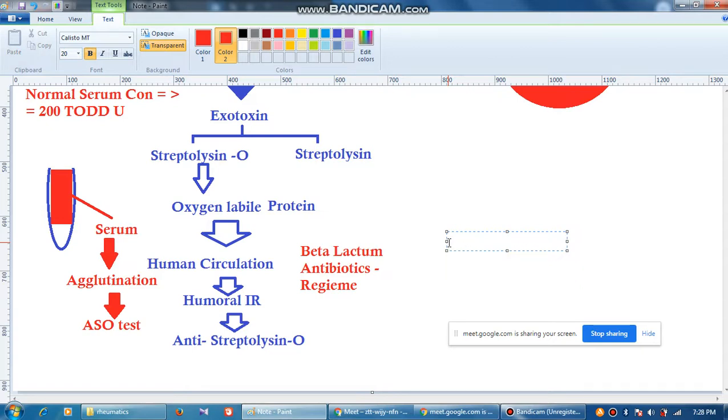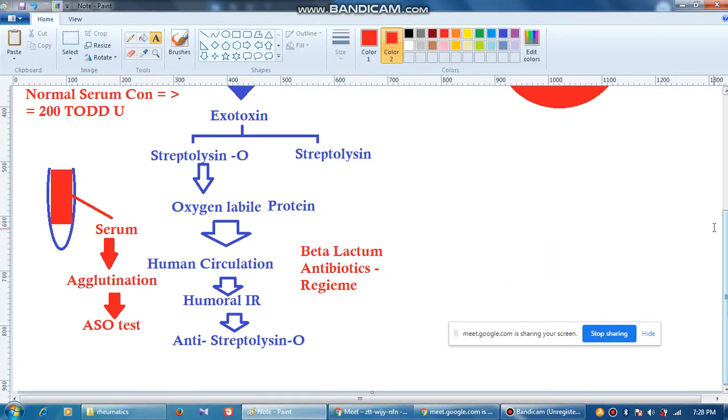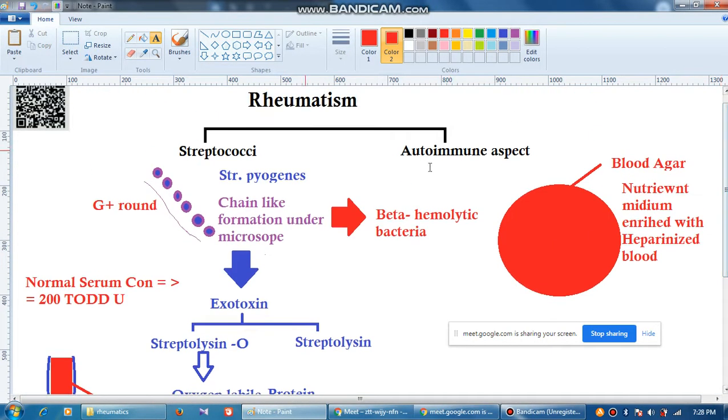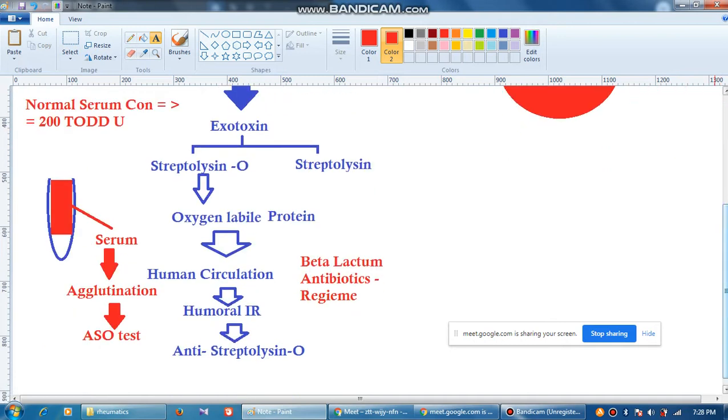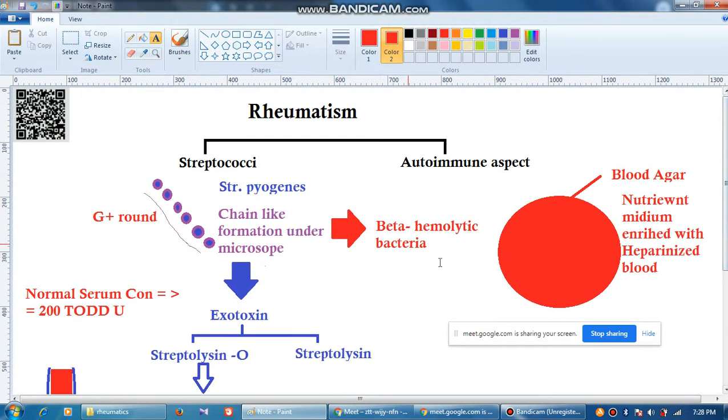Now what is the outcome? If a patient is suffering, what is the outcome? Let us discuss this also. Then we will enter into the autoimmune aspect to it. This particular bacteria is beta hemolytic. Why is this beta hemolytic? Because in a blood agar plate, now what is blood agar? It's an enrichment medium where nutrient agar is there, and along with that we use heparinized blood, not human blood.